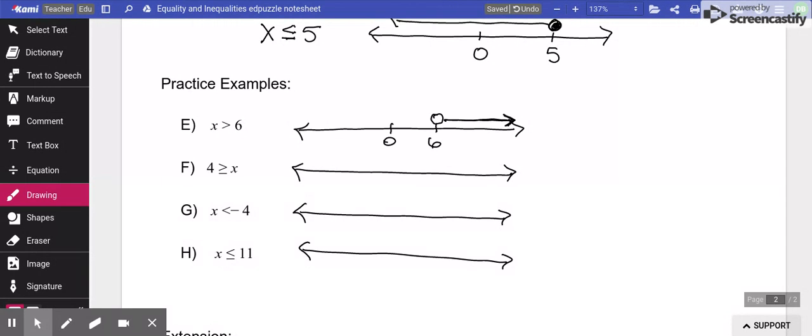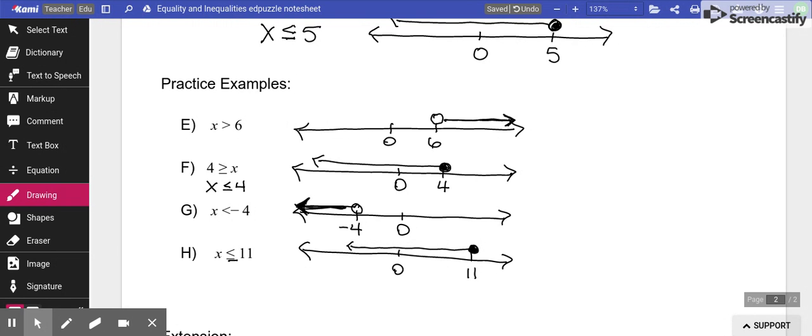F. This is one where the variable is not coming first, so I'm going to rewrite this so that the variable is coming first. So x is less than or equal to 4. Closed circle on the 4, x less than 4. X is less than -4. Open circle, less than. And finally, x is less than or equal to 11. Less than or equal to, so closed circle on the 11, and less than.